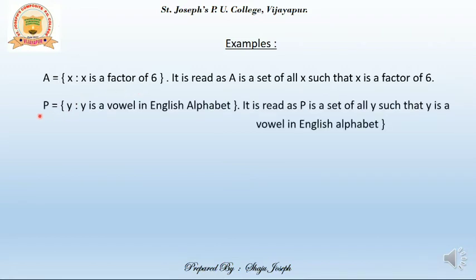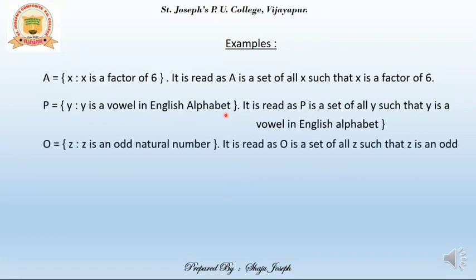One more example we take here. P is equal to flower bracket Y colon. Y is a vowel in English alphabet. How do you read this now? P is a set of all Y such that Y is a vowel in English alphabet. Please follow the pointer carefully so you understand how it is written and how it is read.